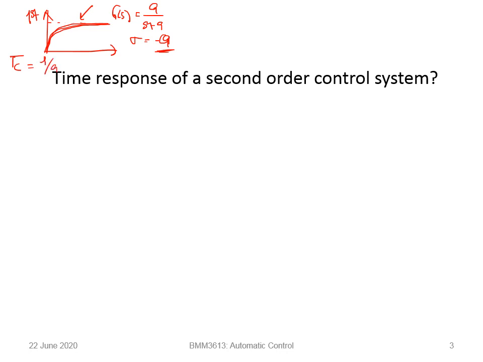So if the position of the poles changes, for example, if a is larger, then tc will be lower, or if a is lower, then the time constant will be larger. So what happened is it changed the form of your time response. It changed whether it is a very responsive system or a very slow system, but the form is still the same. It is a first order curve. So this is what we call a first order curve, right?